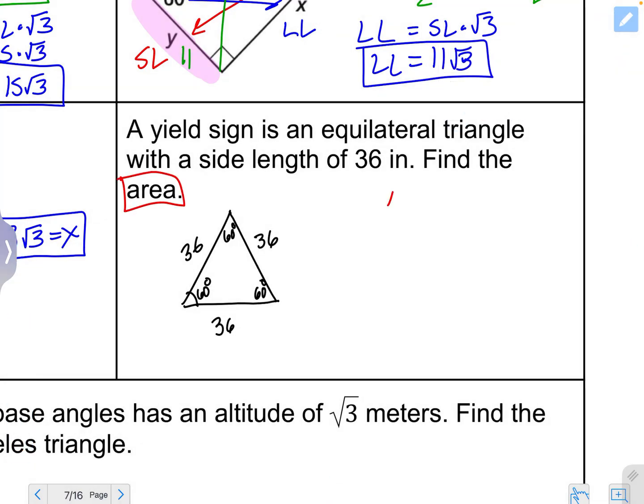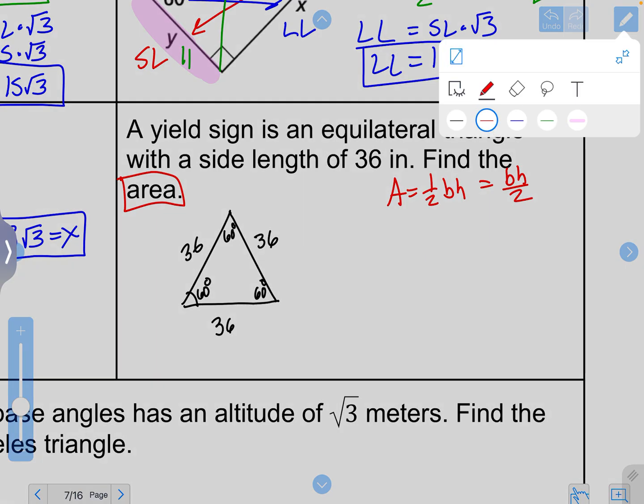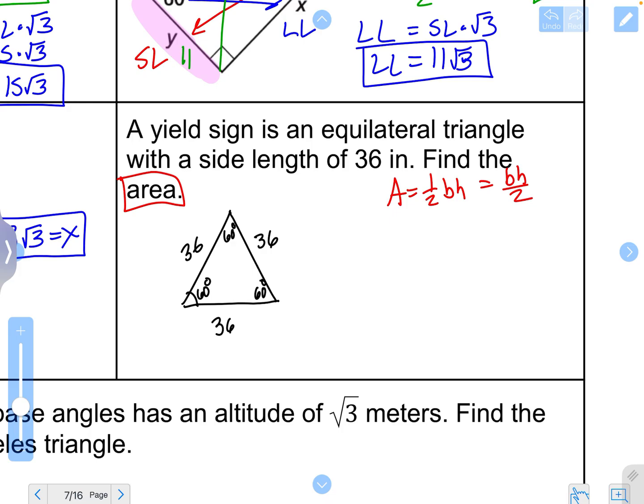So to find the area, our normal formula is 1/2 base times height, but I like to rewrite it as base times height divided by 2, just because it makes the math a little bit easier to do, and I don't have to worry about 1/2. I can just divide by 2. So to do our formula, we need our base, which is the bottom of the triangle, and then we need the part of the triangle that is the height that meets it at a perpendicular angle.